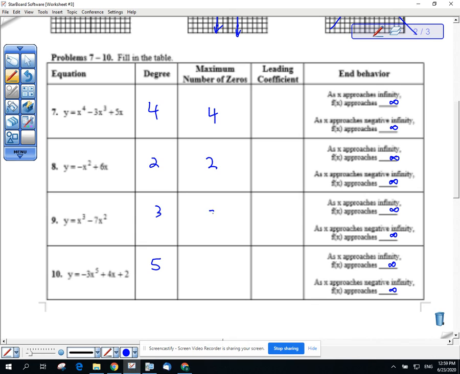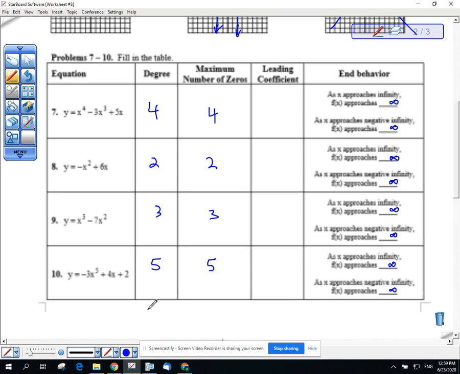This would be 2, this would be 3, and this would be 5. Again, if you graph this, I'm not saying it would be 5, but it could be 5. It could go up, down, up, down, up, and each one of those different directions could pass through the x-axis. It has a maximum of 5 zeros.